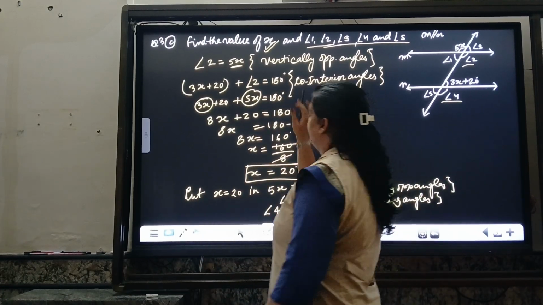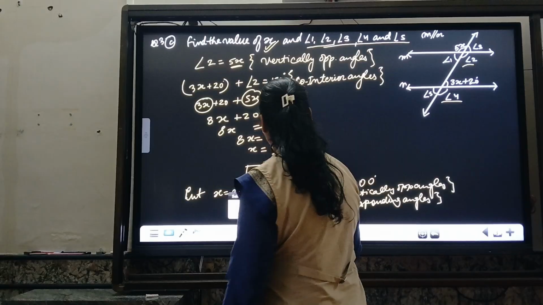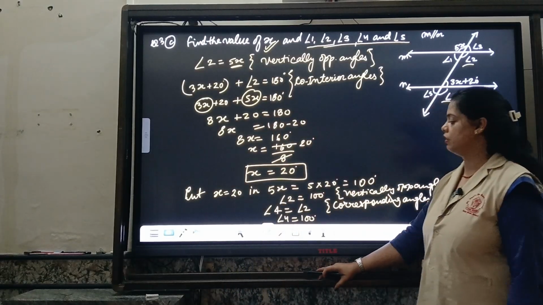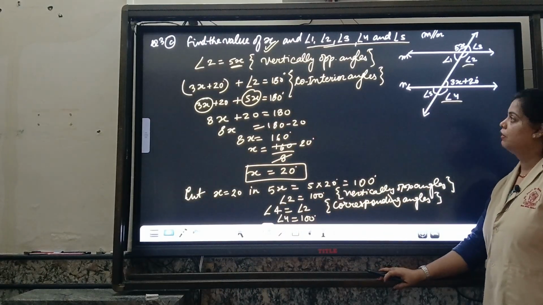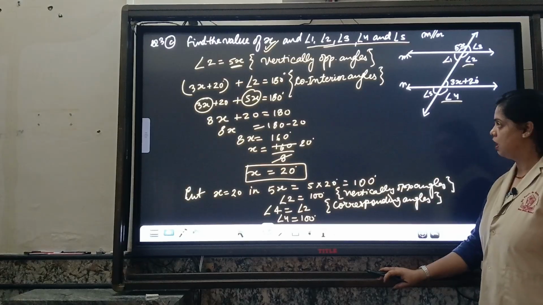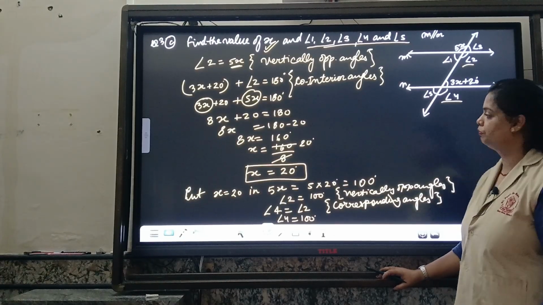Here I am erasing the previous calculation. If you wish to note down, you can take a screenshot of the smart board. Afterwards, we will continue from here.